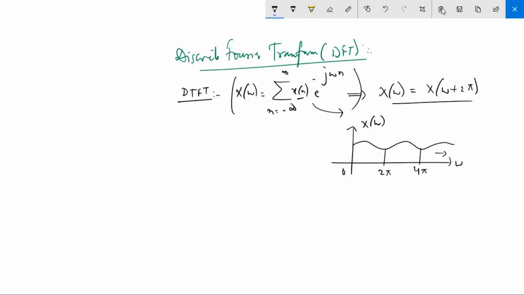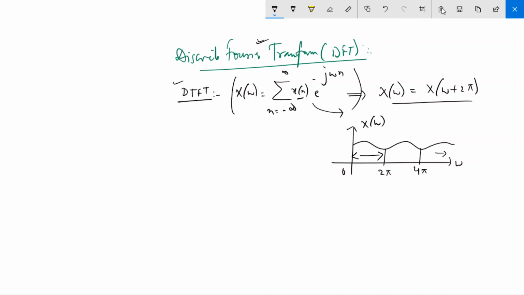So when you say DFT, DFT is basically obtained by sampling its discrete time Fourier transform. So if you take the samples of the discrete time Fourier transform in the frequency domain, you get DFT. And in that sampling process, we will concentrate only within the band of 0 to 2 pi, because the entire information in the frequency domain is available within this band only.